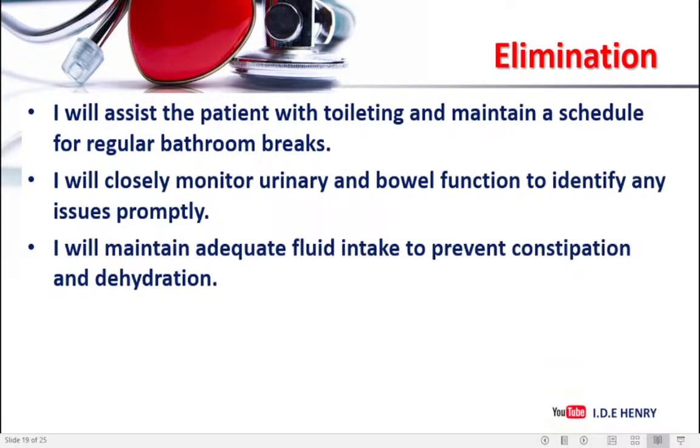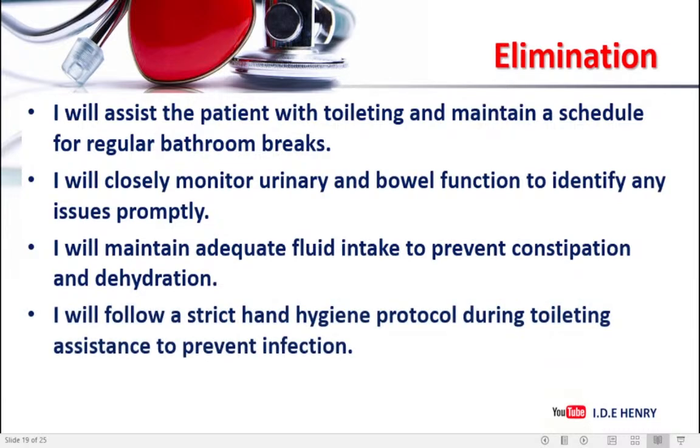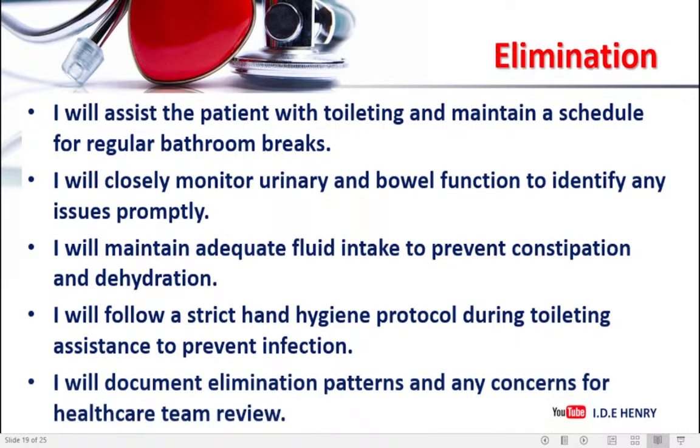I will maintain adequate fluid intake to prevent constipation and dehydration. I will follow a strict hand hygiene protocol during toileting assistance to prevent infection. Lastly, I will document elimination patterns and any concerns for healthcare team review.